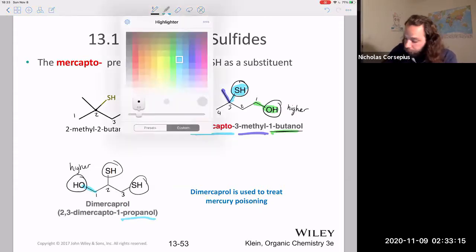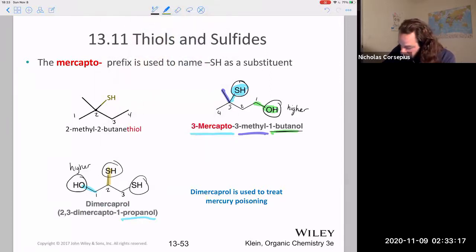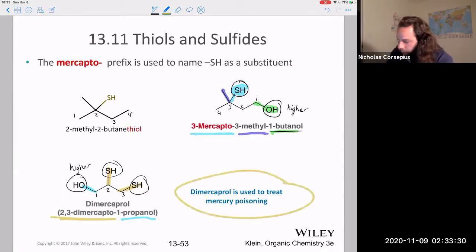And then the other two groups, because they're no longer the highest priority group, I'm going to refer to by the prefix mercapto. I got 2 of them, so it's actually 2,3-dimercapto-1-propanol. Apparently this is used to treat mercury poisoning. Who knows?